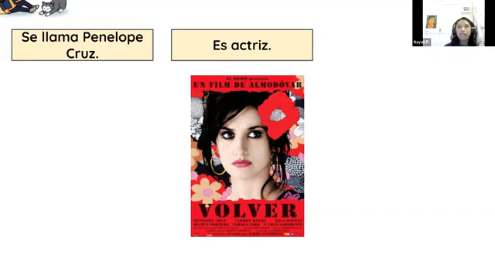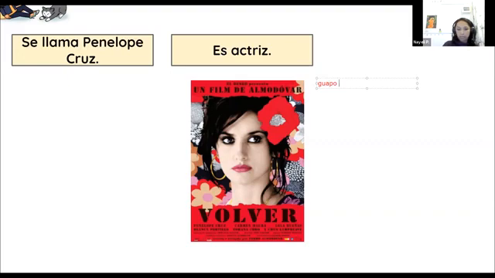And the word instead of guapo, there are two ways. You can say guapa with the A at the end. Let's see if I can annotate it here. Guapo is for male and guapa is for female. And they both mean beautiful, cute.